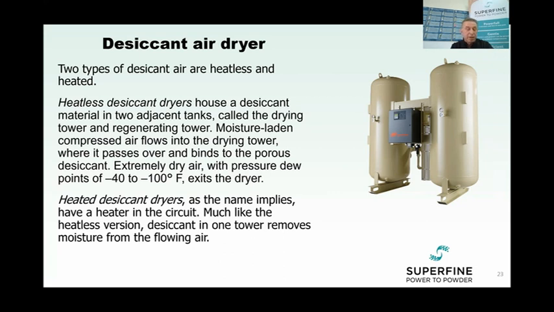Heated desiccant dryers, as the name implies, have a heater in the circuit. Much like the heatless version, desiccant in one tower removes moisture from the flowing air. The resulting pressure dew point can range from -20 to -40 centigrade.